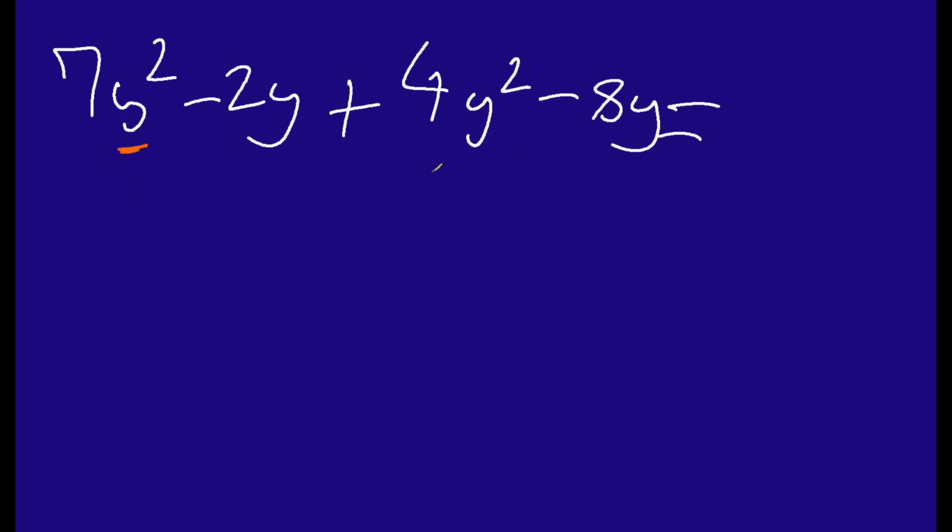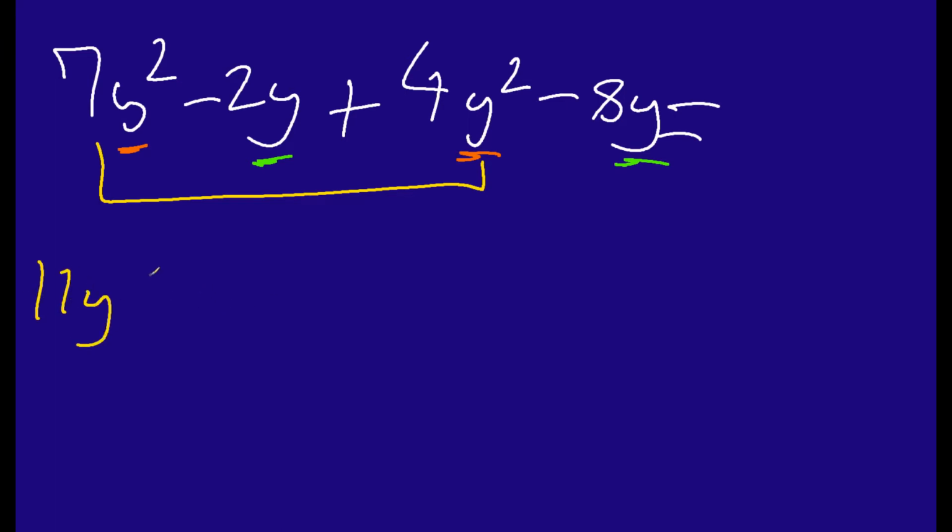So I have a y squared, got a y squared here, and then I have a y and a y here. So what do I do? I combine my like terms. I take the 7y squared, add it to the 4y squared. That means I get 11y squared. Okay, next I have this minus 2y plus this minus 2y minus 8y. So that's what we have here.